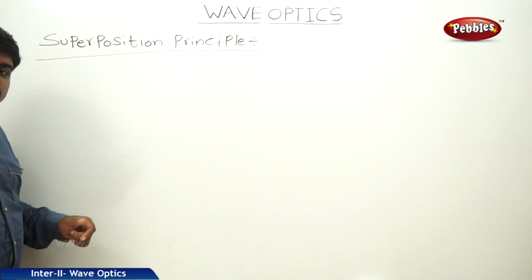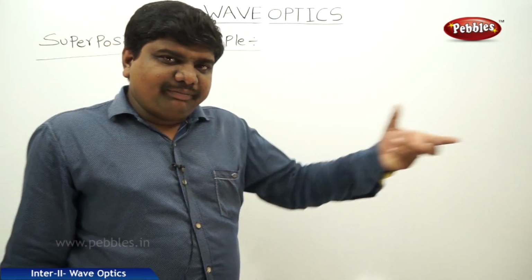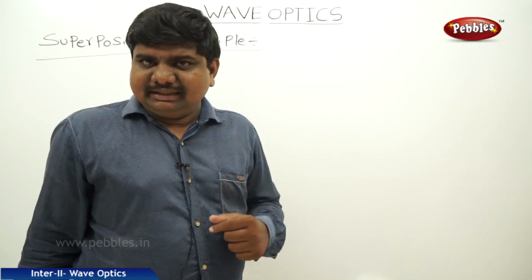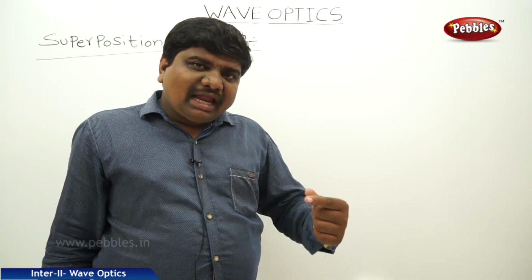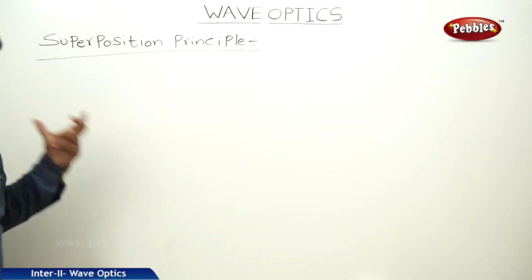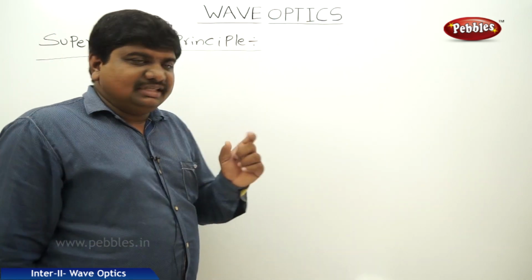The next concept is the superposition principle. If two or more waves are traveling through a medium, each wave has its own displacement, and at some times these displacements try to overlap or superpose on each other, then the resultant displacement of the waves is equal to the sum of the individual waves. This is said to be the superposition principle.